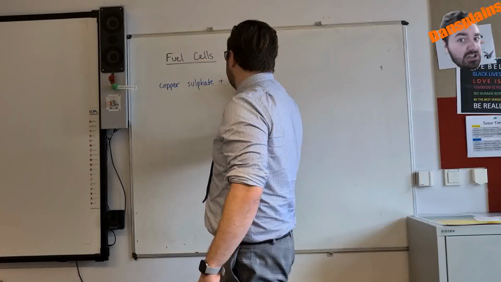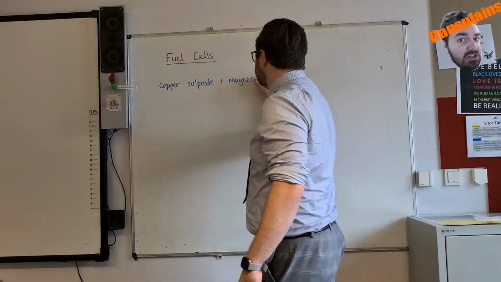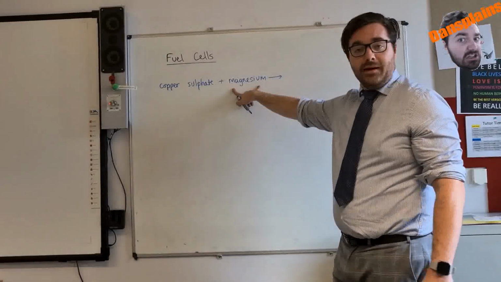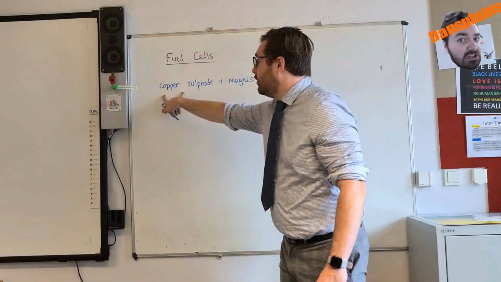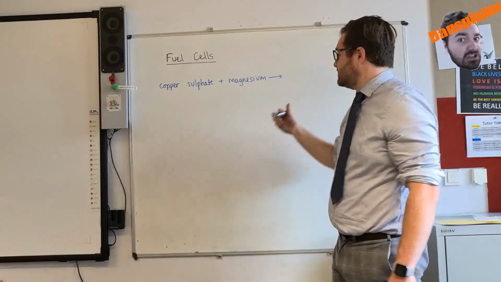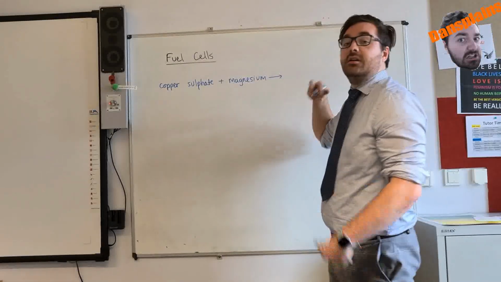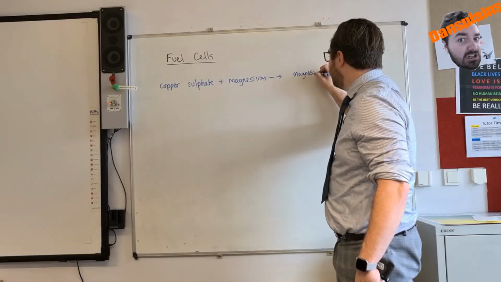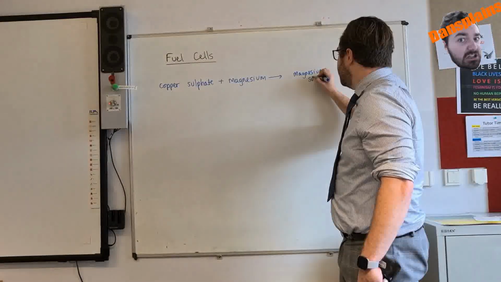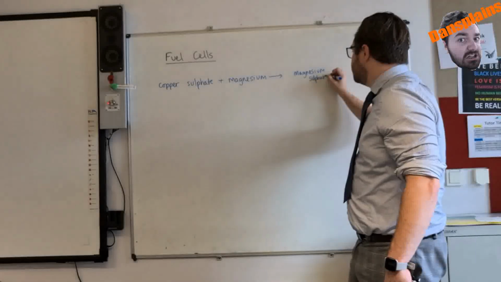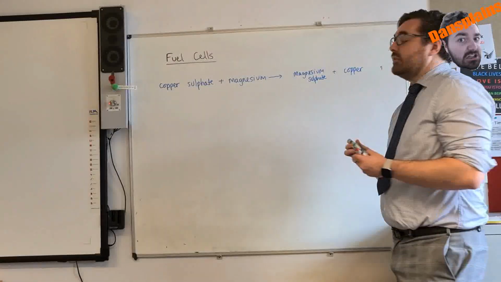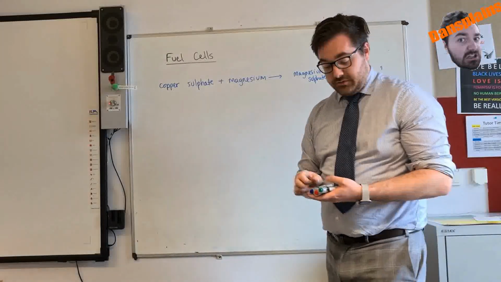plus magnesium goes to, if we remember, magnesium is more reactive than copper, so it will displace the copper, making magnesium sulfate plus copper. That would be my word equation.